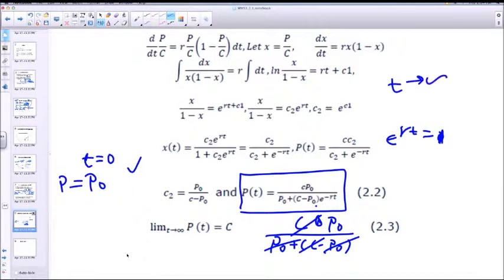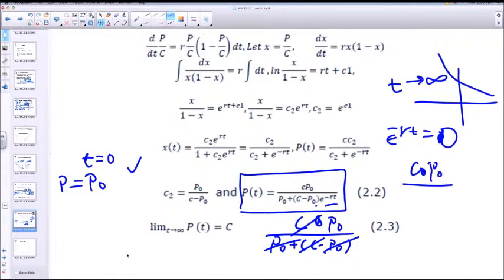Another checkpoint, pay attention. When t goes to infinity, e to the negative rt, this term, taking the limit, is going to be 0. That's decaying here. And then you get CP0 in the numerator. Divide by P0, cancel out the P0, and you get exactly C. So that's the point: when t goes to infinity, you get to the carrying capacity. That means you're not going to increase any more.